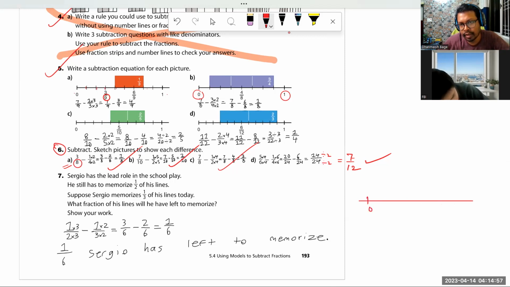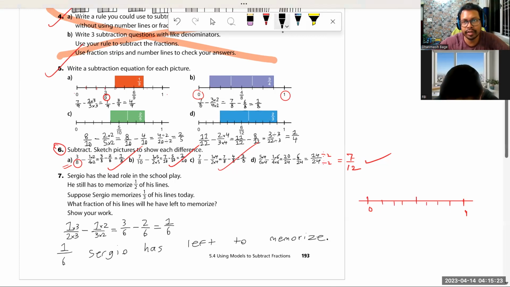This is 0 and this is 1. And look at the denominator. How many parts you have to divide it into? 8. 1, 2, 3, 4. 1, 2, 3, 4. 8, right? Now just draw it.